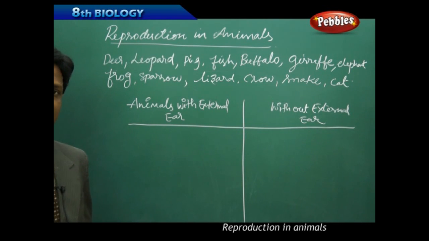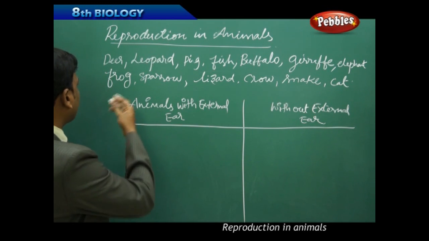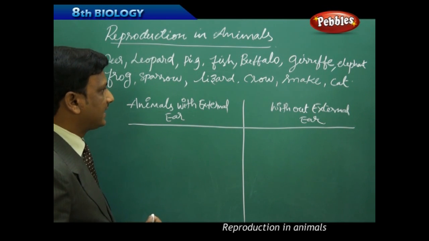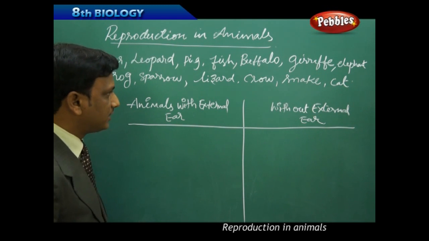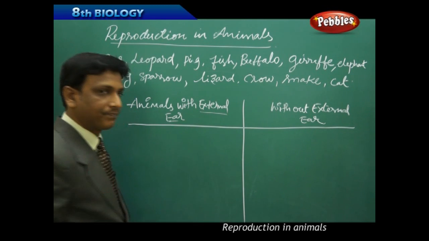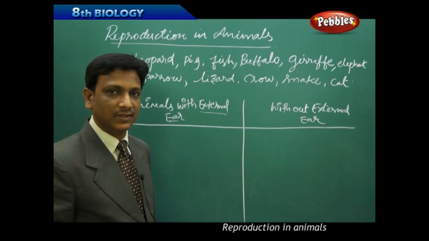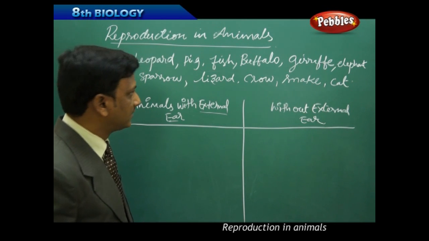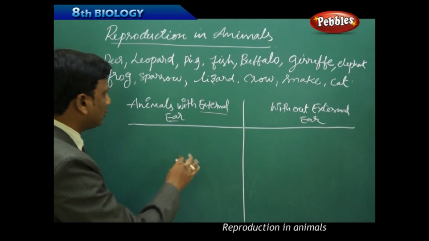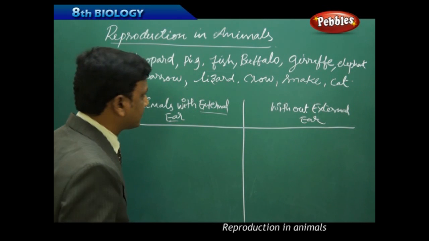Animals that lay eggs are called oviparous animals, and animals that give birth to the young ones directly are called viviparous. Here we have a list of animals: deer, leopard, pig, fish, buffalo, giraffe, elephant, frog, sparrow, lizard, crow, snake, and cat. Among this list, we are going to divide it into two groups depending upon the external feature: external ear. You have an external ear on your face. We are going to see which animals have the external ear and which do not. One group with external ear, the other group without external ear.